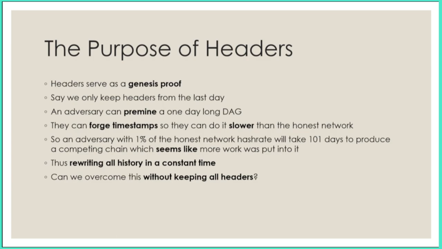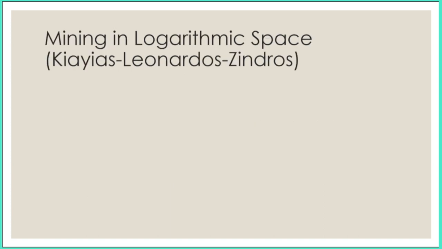I mean that the headers serve to show that the state I'm giving to you right now has the same genesis as the honest network, as the genesis block that the network actually started from, and that I didn't reinvent just the last day of history and convince you that it's the right one. So the way to overcome this is quite ingenious. It's not a Kaspa original. It's a work by Kiayias, Leonardos, and Zindros.